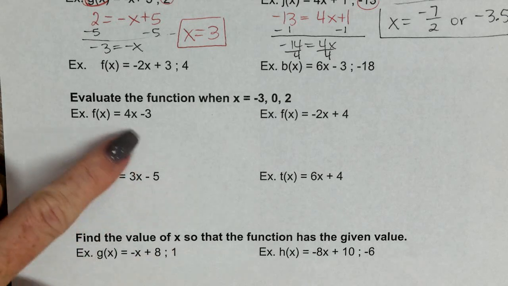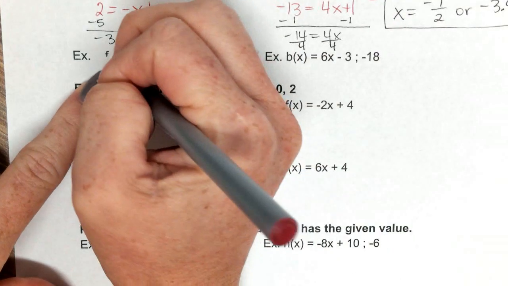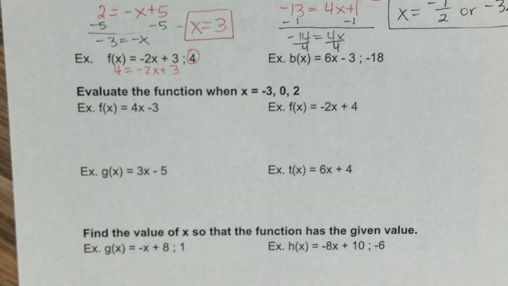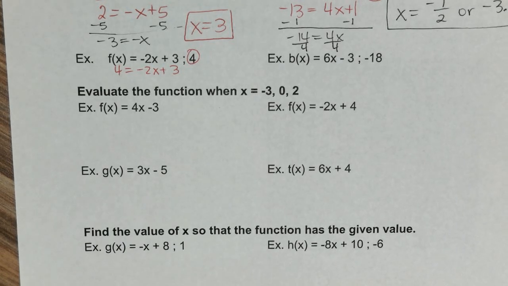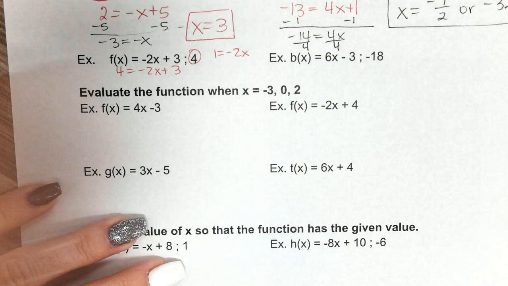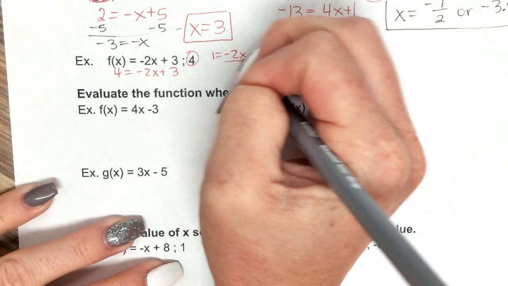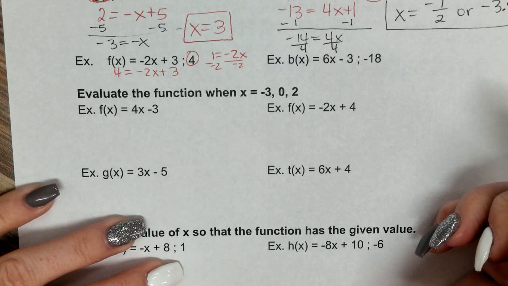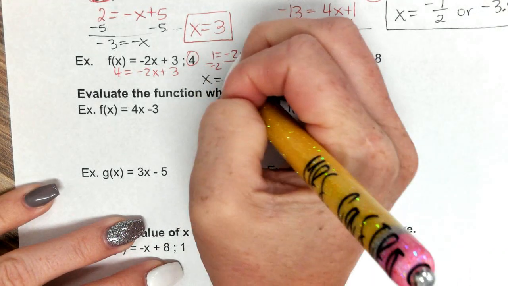Okay, on the next one, I'm going to plug in 4 for the function. So 4 equals negative 2x plus 3. How would I get rid of plus 3? Minus 3. So 4 minus 3 is 1. I'm going to write that here. 1 equals negative 2x. Then I would divide by negative 2, which means x is negative 1/2.